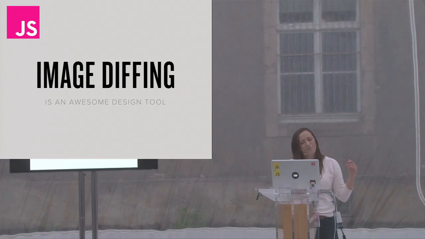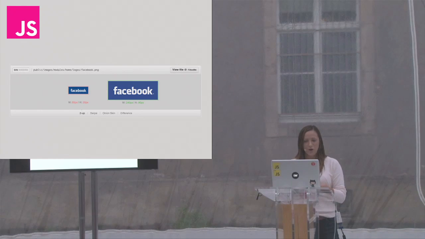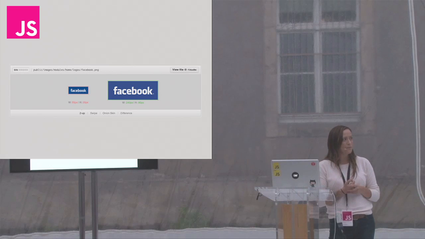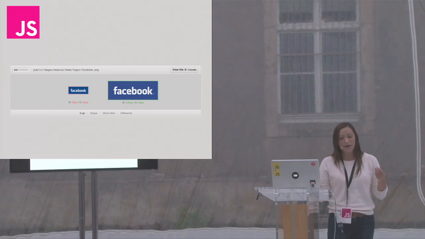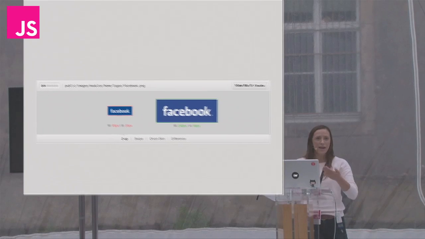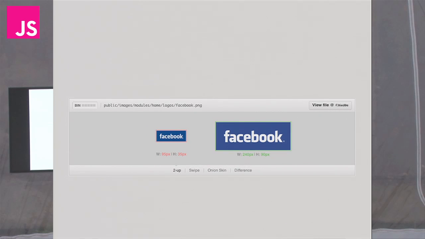So image diffing is awesome. I'm going to take Facebook's logo, and I'm going to show you what you can do with image diffing in a commit, basically. You look at the commit, and you see that you've changed this. You want to see the exact difference between the images that you swapped in and out of that last commit. There are actually four different modes of image diffing in GitHub, and the first one's 2-up, where you can see them side by side.